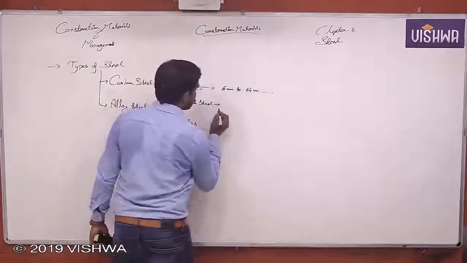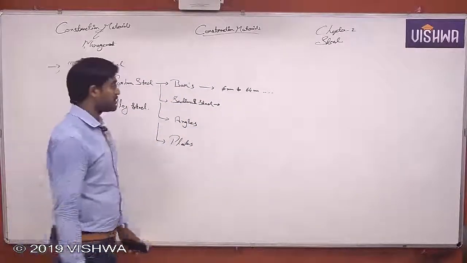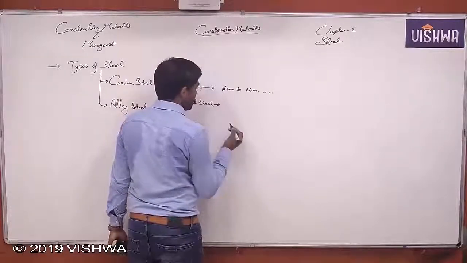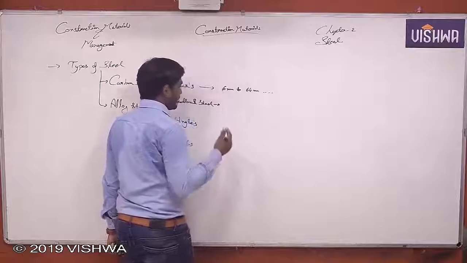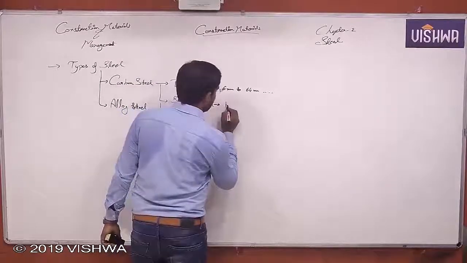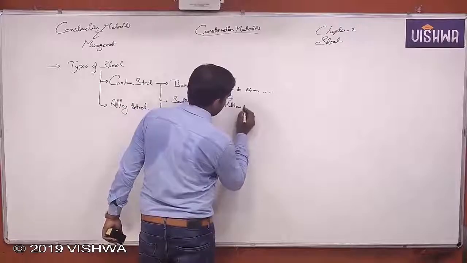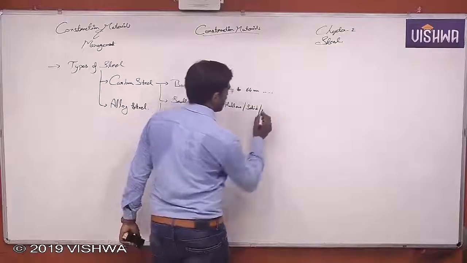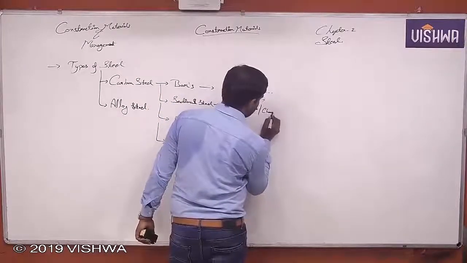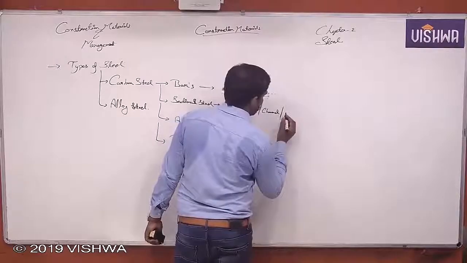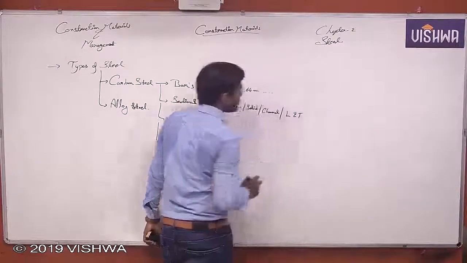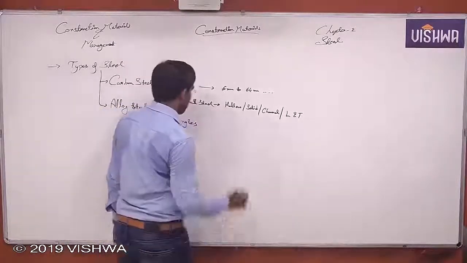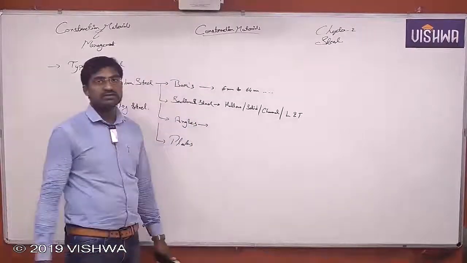In a similar way, we discussed sectional steel, which is identified with respect to angular sections or plates. We have a number of sections like hollow, solid, channel, and L and T. These are the main sections that we have used with respect to sectional steel.